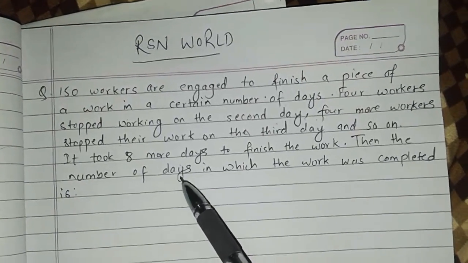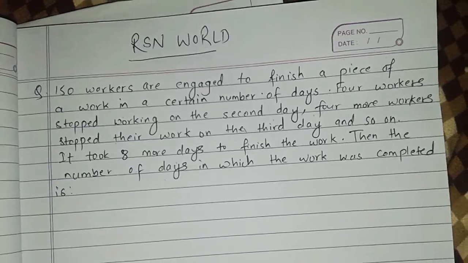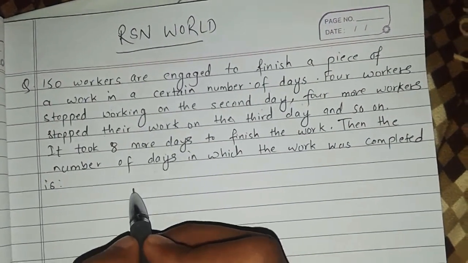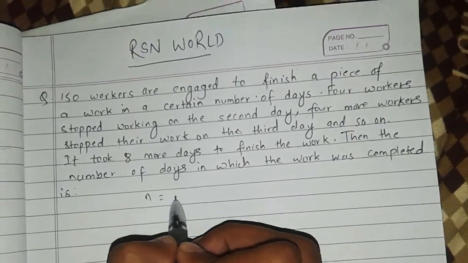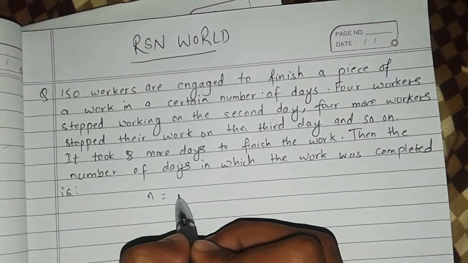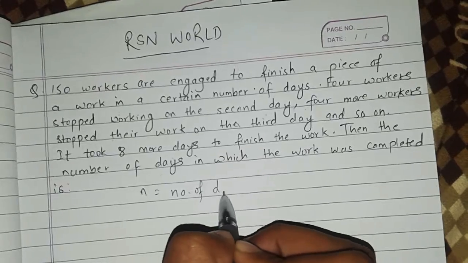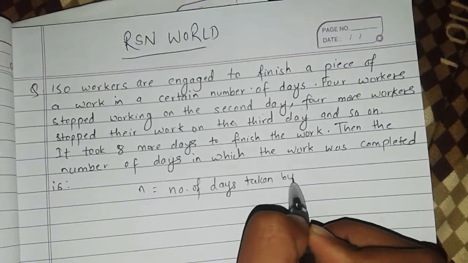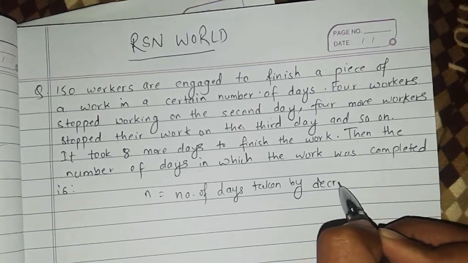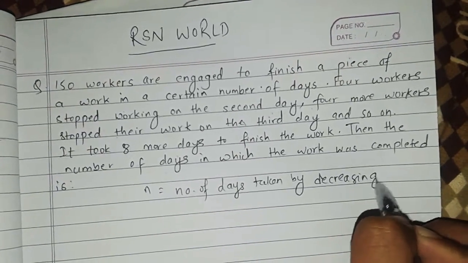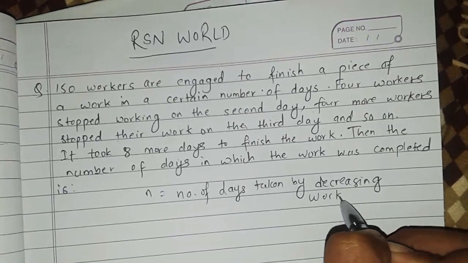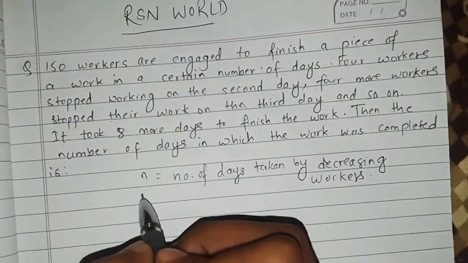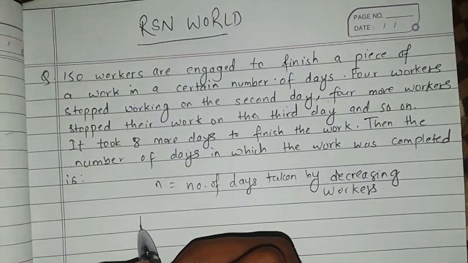Now we shall have to find out the number of days in which those decreasing number of workers completed the work. For that, let us suppose the number of days as n. N is equal to the number of days taken by the decreasing workers. And let us know the pattern also. How many workers are decreasing, and in what pattern?